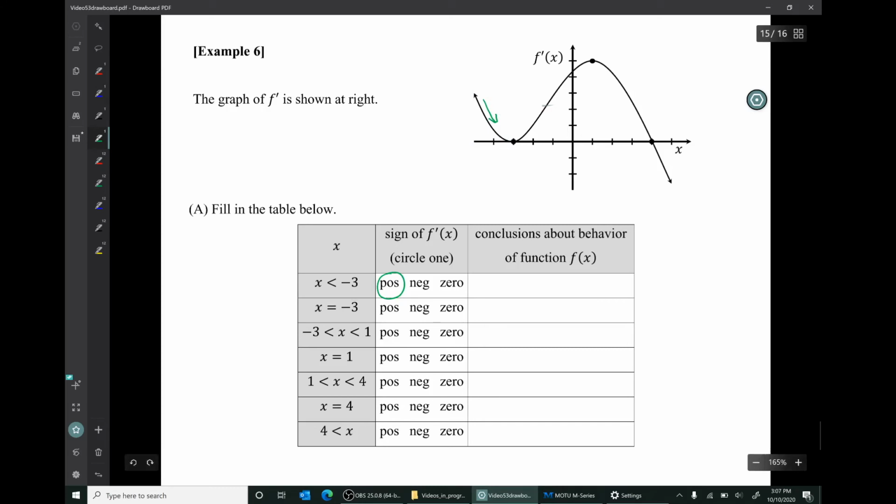Now let's move to this chunk of the graph, x equals negative 3. What's happening with f prime there? Well, we have an x-intercept there, so f prime is equal to 0 there. Now let's move to this part of the graph, from negative 3 to 1. What's the behavior of f prime on that part of the domain? Well, this graph is above the axis, so f prime is positive on that interval.